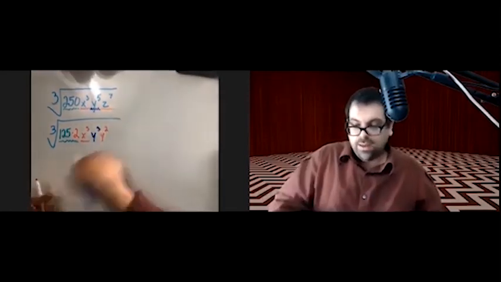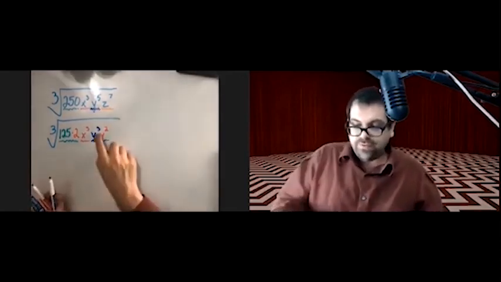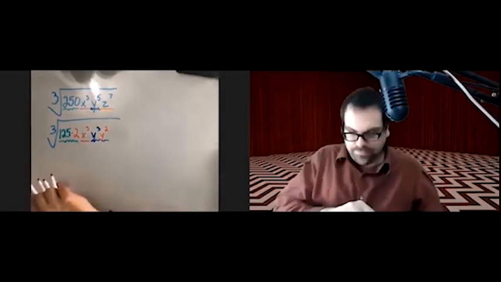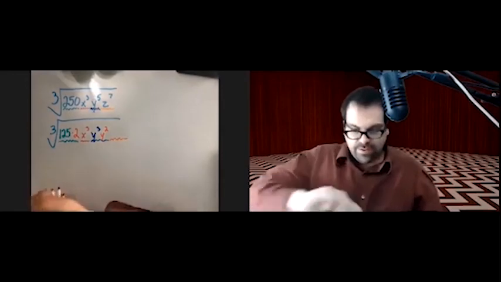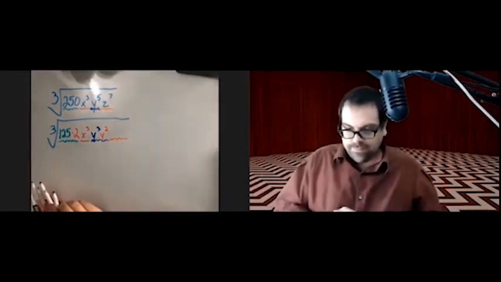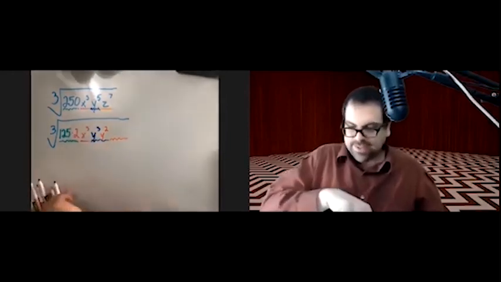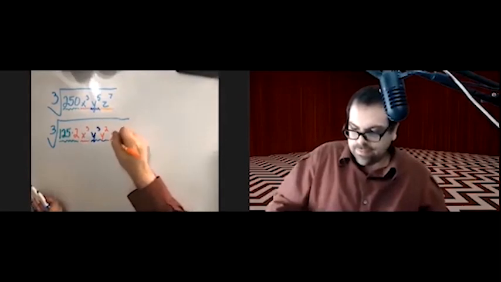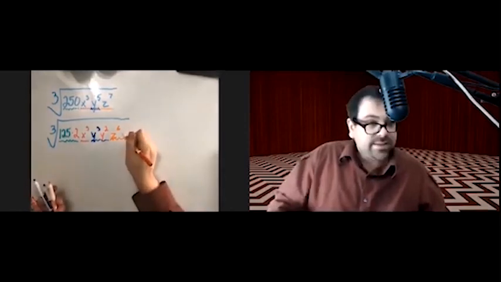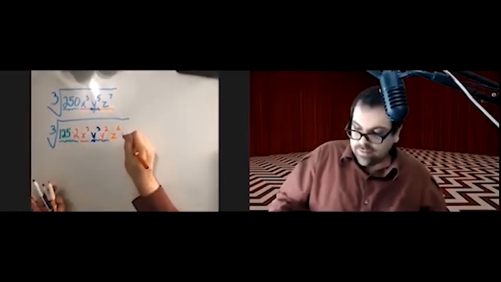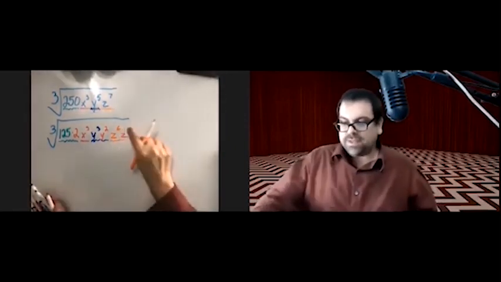Y cubed times y squared is y to the 5th, because 3 plus 2 is 5. And then for the z to the 7th, the highest multiple of 3 that fits into 7 is 6. Z to the 6th, and that would be z to the 6th times z, because 6 plus 1 is 7.